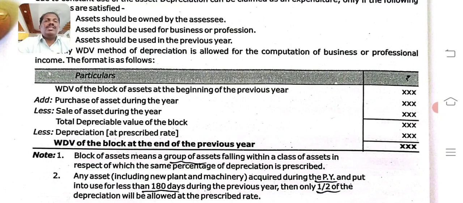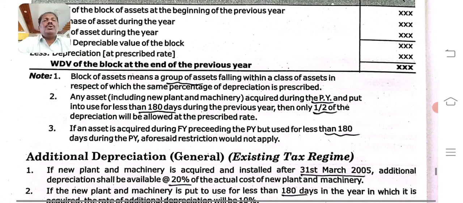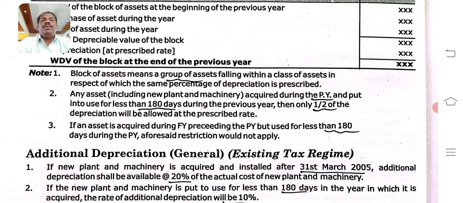WDV of the block of assets at the beginning of the year is considered. Add any purchase of assets during the year, less any sale of assets during the year. Then we get the total depreciable value of the block of assets and deduct depreciation at the prescribed rate. Then finally we get WDV of the block of assets at the end of the previous year. Note, block of assets means a group of assets falling within a class of assets in respect of which the same percentage of depreciation is prescribed.